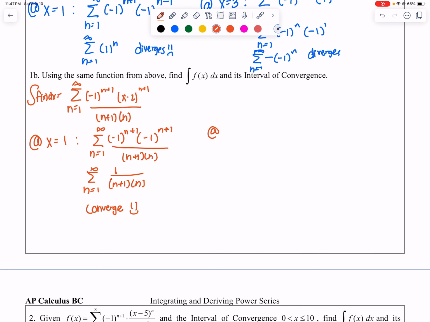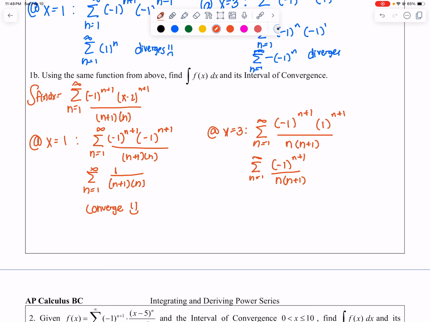Now at 3, we have -1 to the n plus 1. 3 minus 2 is 1, over n, and then n plus 1. All right, remember that 1 to any power is just going to be 1, so that's just going to be me looking at this series right here.